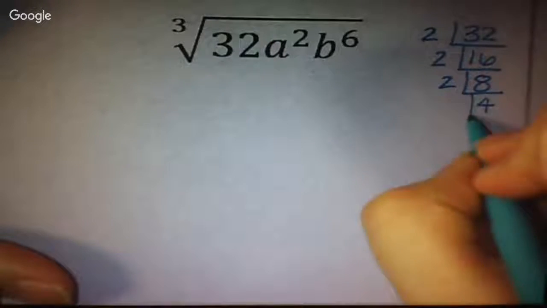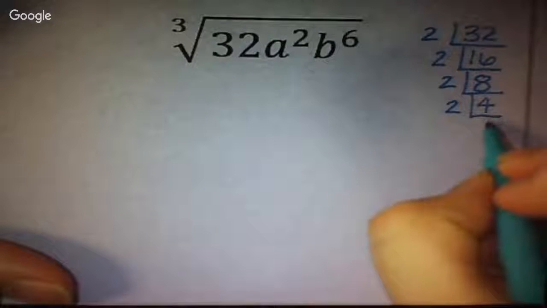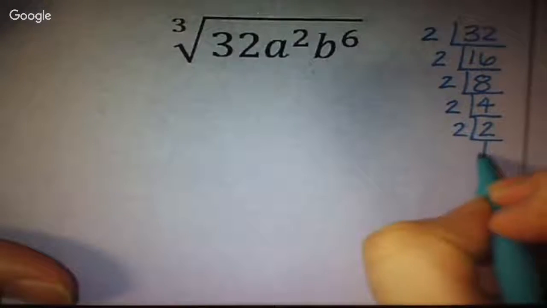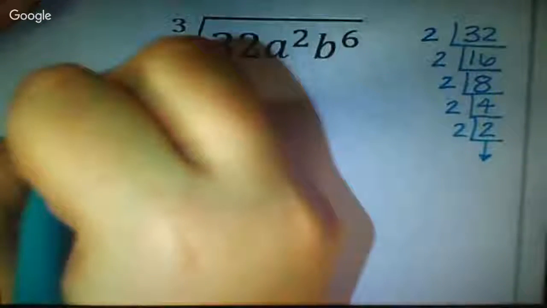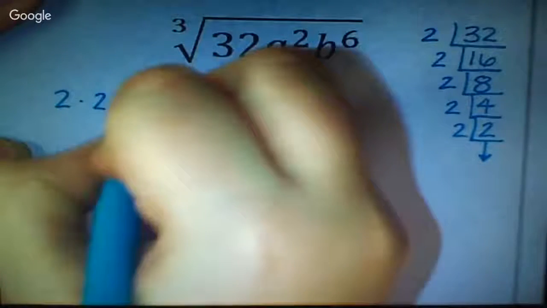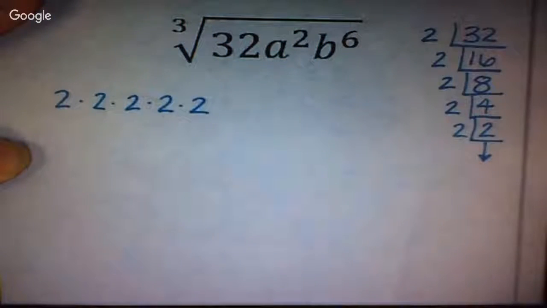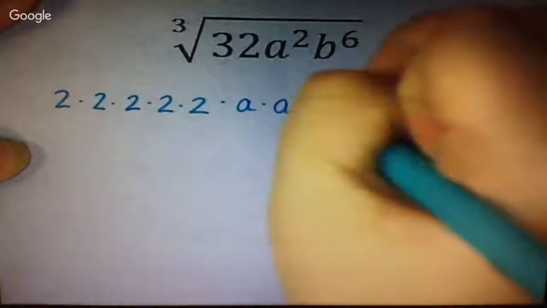So I'm left with 4. 4 I can do 2. And I'm left with 2 and 2. And finally, I'm finished. Okay. So 32 breaks down into 2 times 2 times 2 times 2 times 2. And then I have a squared, so I have 2 a's. And I've got 6 b's.